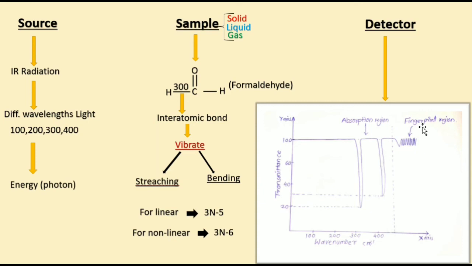Apart from that, the individual peaks present in the absorption region are clearly distinguishable from each other, so we can see at what wavelength we have got the peaks, like at 300 we have this peak, and at 400 we have this peak. By comparing these values for individual peaks against a reference list, we can identify which possible functional group could be present in the compound.